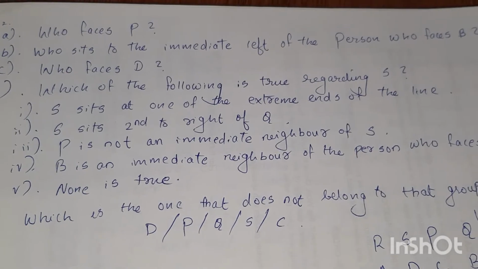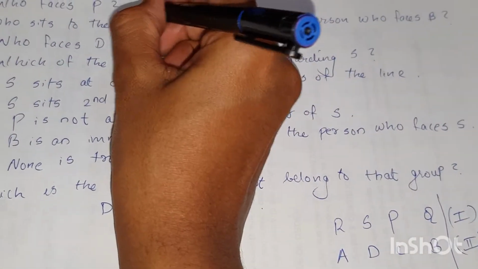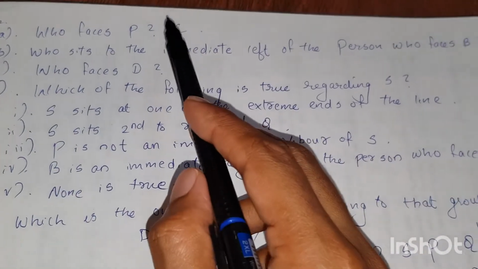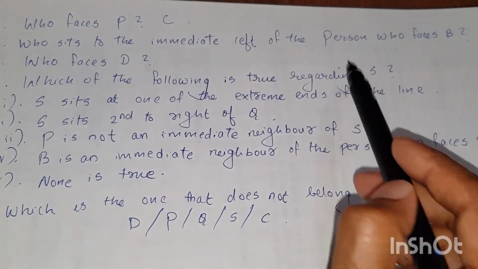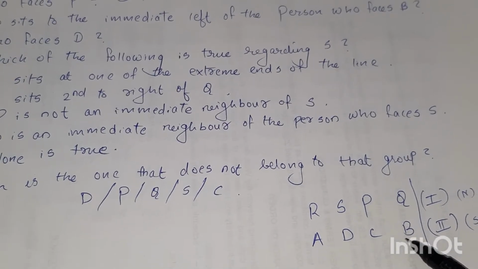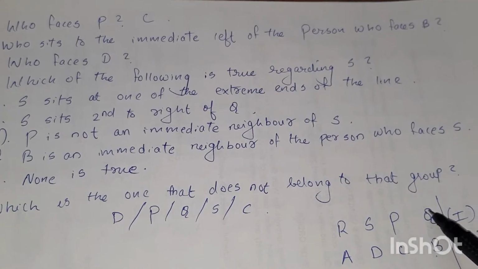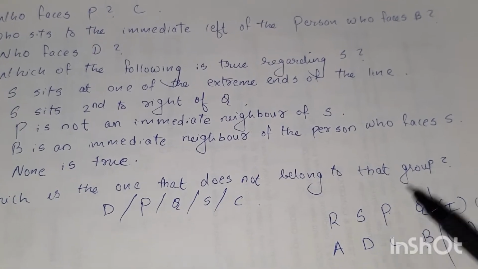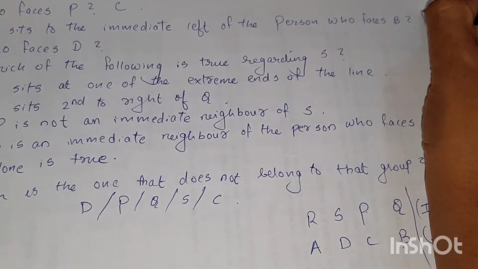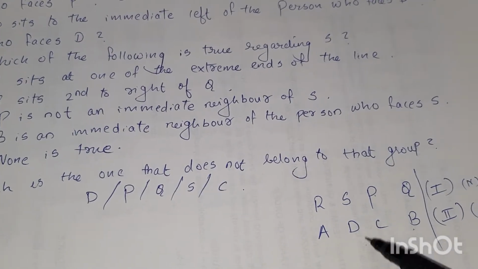Going to the first question, who faces P? P is facing C. Second question, who sits to the immediate left of the person who faces B? The person who is facing B is Q, and who is sitting immediate to the left of Q? P.